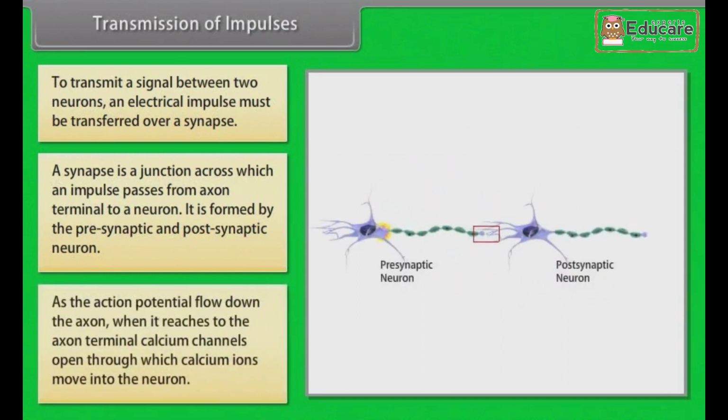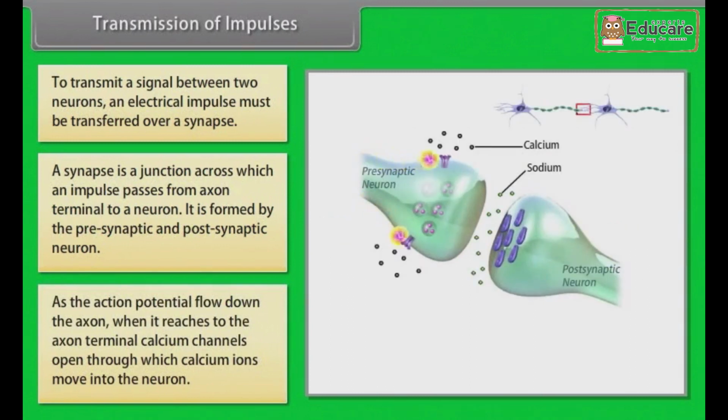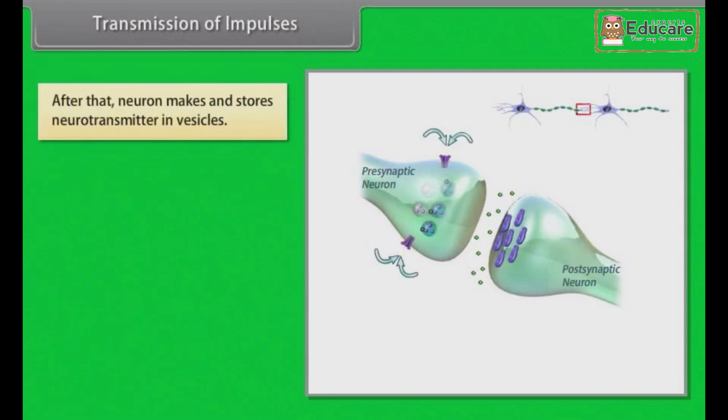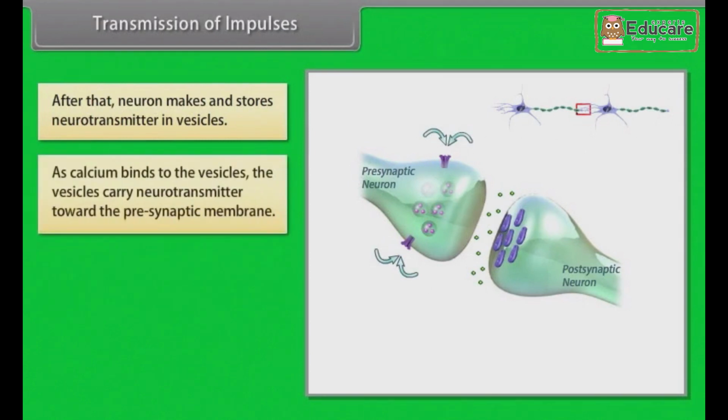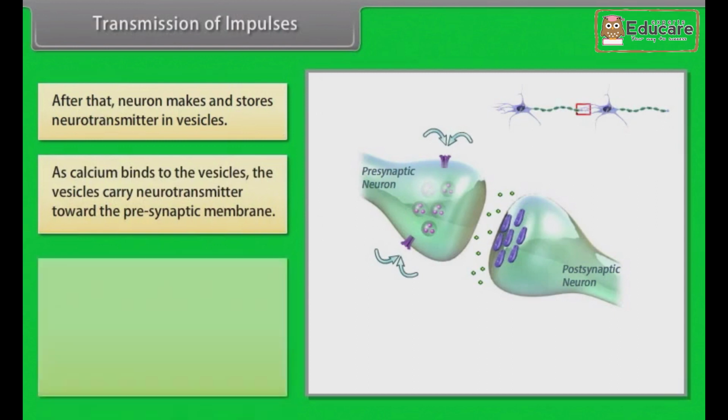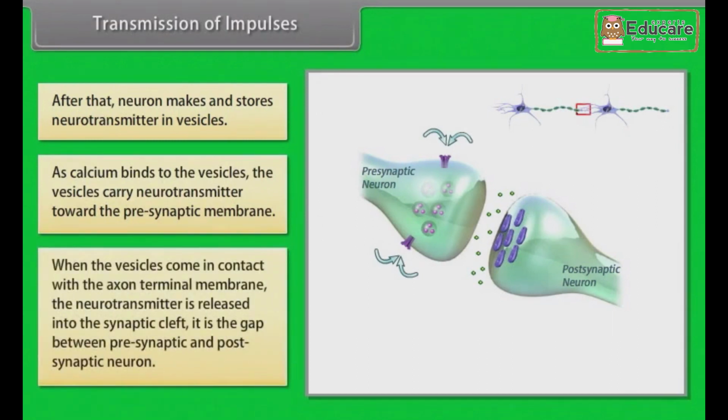As the action potential flows down the axon, when it reaches the axon terminal, calcium channels open through which calcium ions move into the neuron. After that, the neuron makes and stores neurotransmitters in vesicles. As calcium binds, the vesicles carry neurotransmitter towards the presynaptic membrane. When the vesicles come in contact with the axon terminal membrane, the neurotransmitter is released into the synaptic cleft. It is the gap between the presynaptic and postsynaptic neuron.